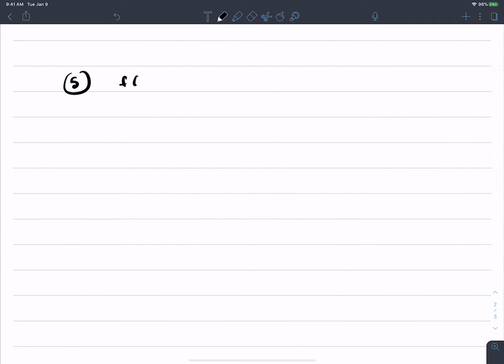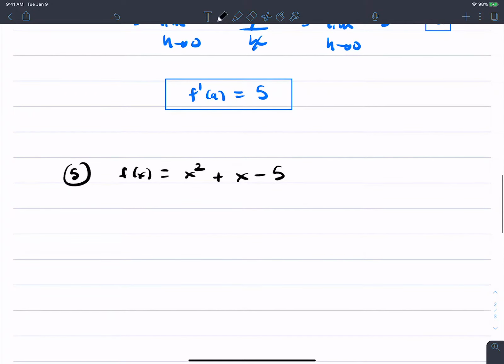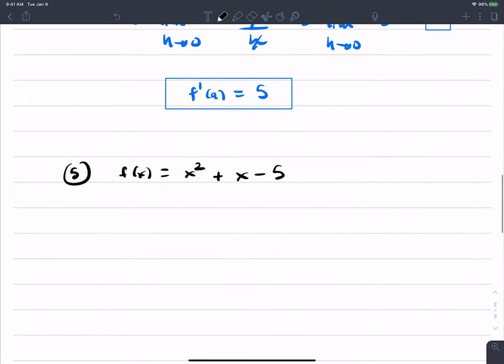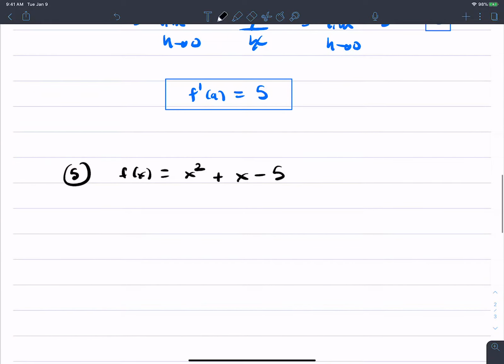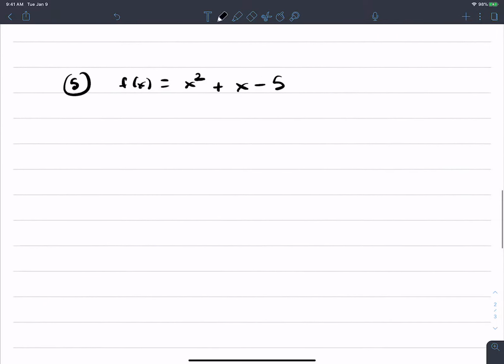And we have f of x is x squared plus x minus 5. And by the way, we're looking at formulas here. This is actually known as a formula for a derivative, right? F prime of a, because a is arbitrary. A can be any point on the curve f. And that derivative is always 5. So I just want to point out we're looking at really a formula.